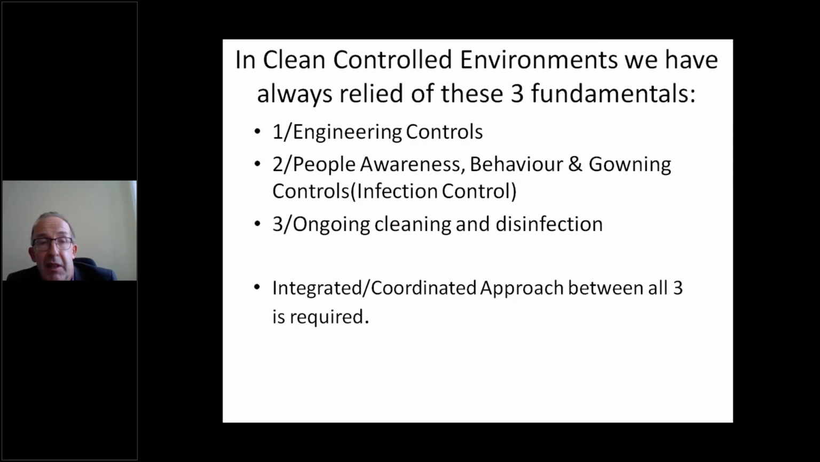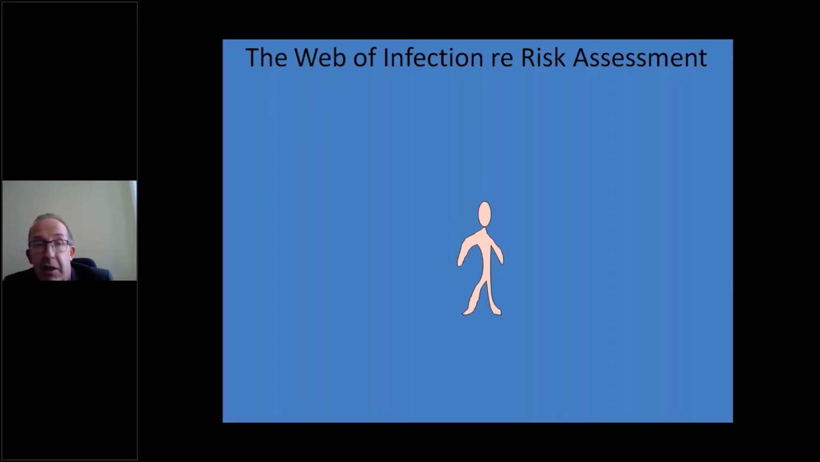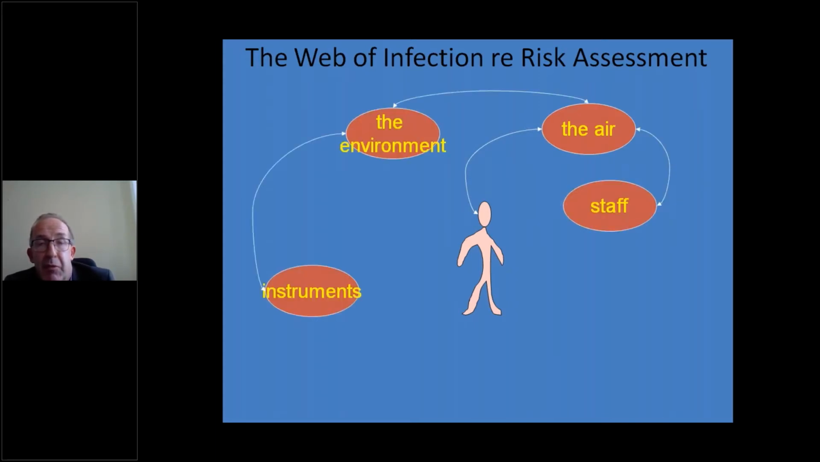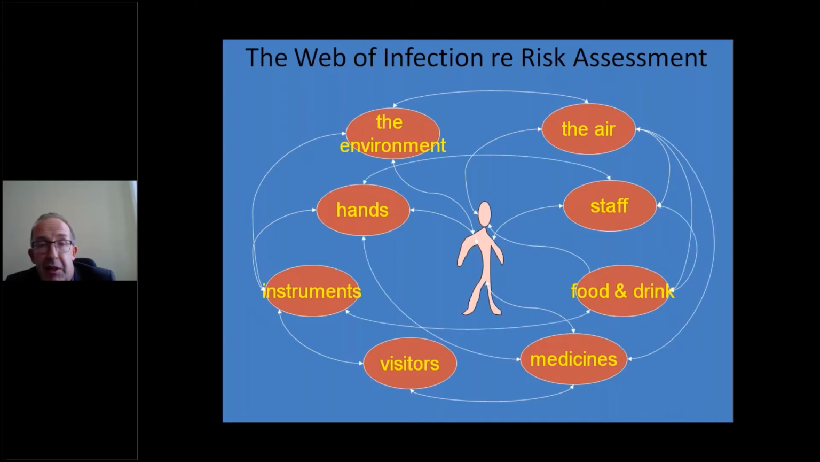And we've always had engineering controls, people, ongoing cleaning and disinfection. Parameters within clean controlled environments. We've always had the risk of infection within clean controlled environments. And we've always had the risk of the web of infection and risk assessment. We've always had that. So what infection control people try to do is break the links. That's what they try to do, but I'm not talking about that today. So it's not new to us on the healthcare side.